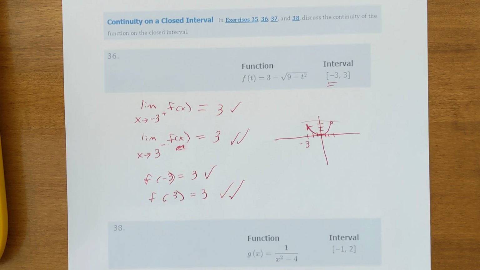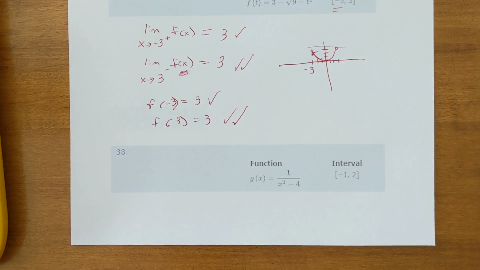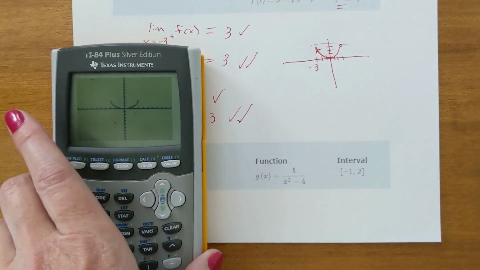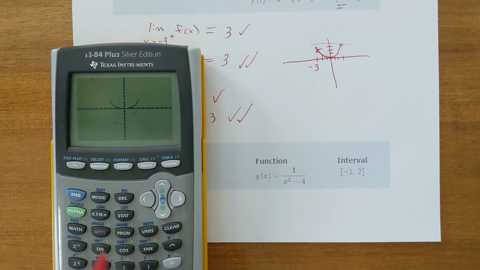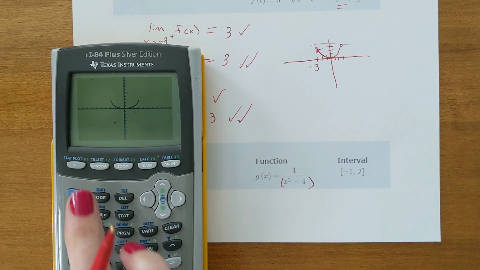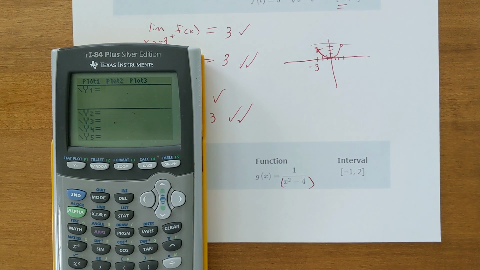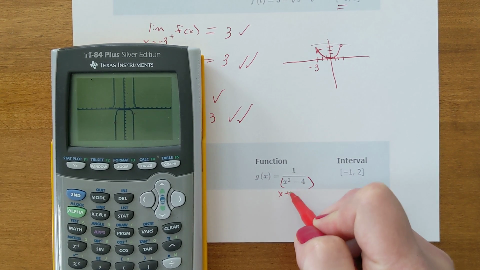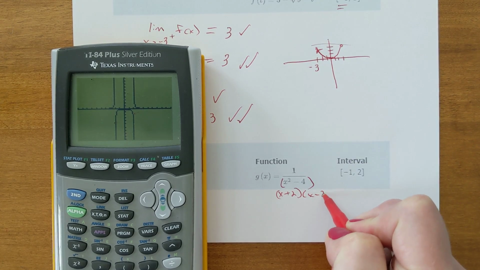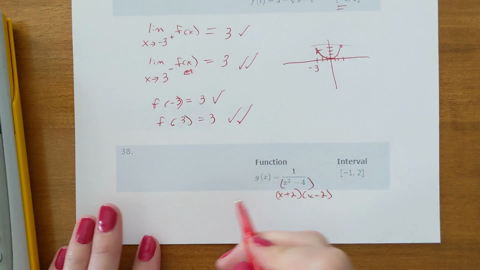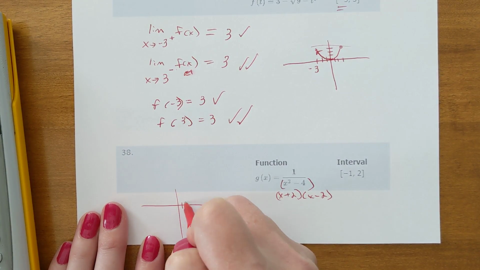Okay, let's look at the next one. So we got 1 divided by x squared minus 4. Remember to use parentheses around that. So y equals 1 divided by (x squared minus 4). It's got two vertical asymptotes because the denominator factors into (x plus 2) times (x minus 2). So you've got the vertical asymptotes at positive 2 and negative 2.